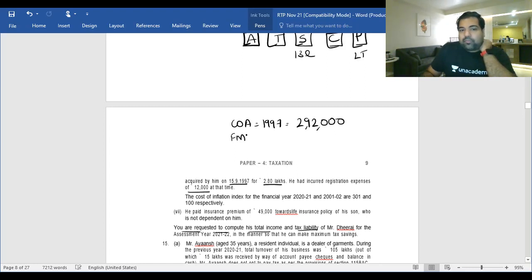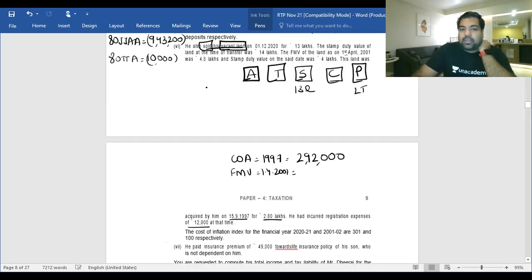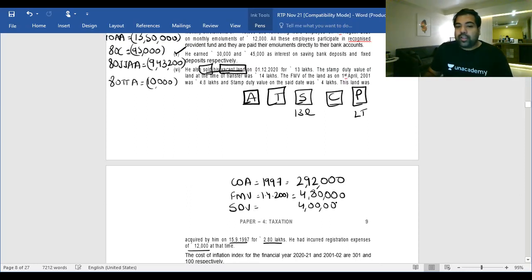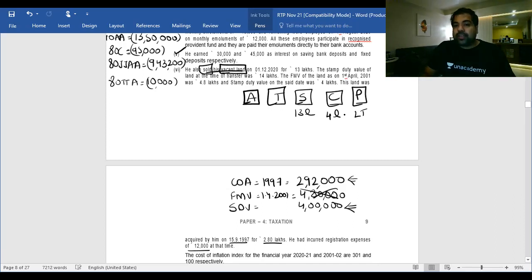But can you take the FMV as on 1/4/2001? Yes, we can. What is the FMV? Guys, the FMV as on 1/4/2001 is 4,80,000. But remember, as per the Finance Act 2020, it cannot be more than the stamp duty value. That means it cannot be more than 4 lakh rupees. So finally, you will take either 2,92,000 or 4 lakh. Cost, the higher is better. So you will take 4 lakhs and you will get indexation, yes, because this is a long-term capital asset.